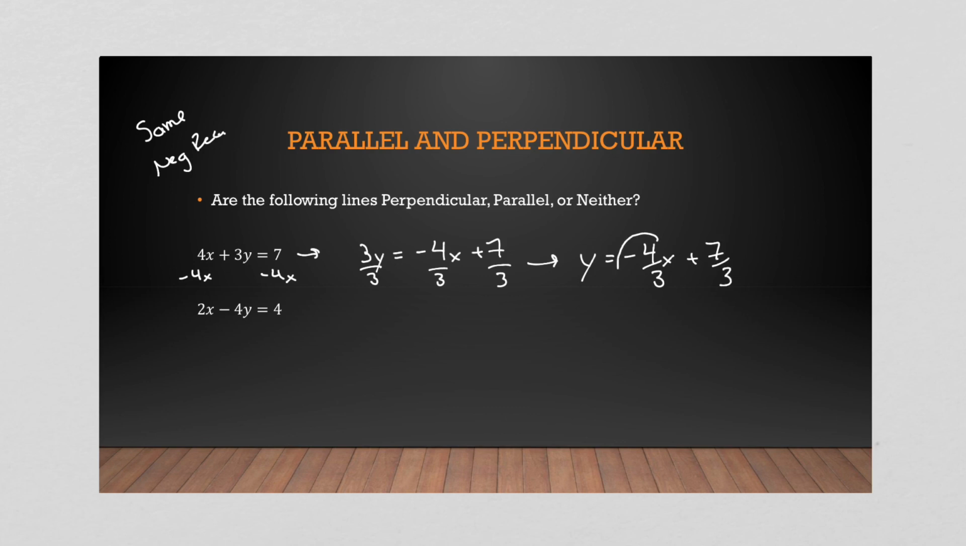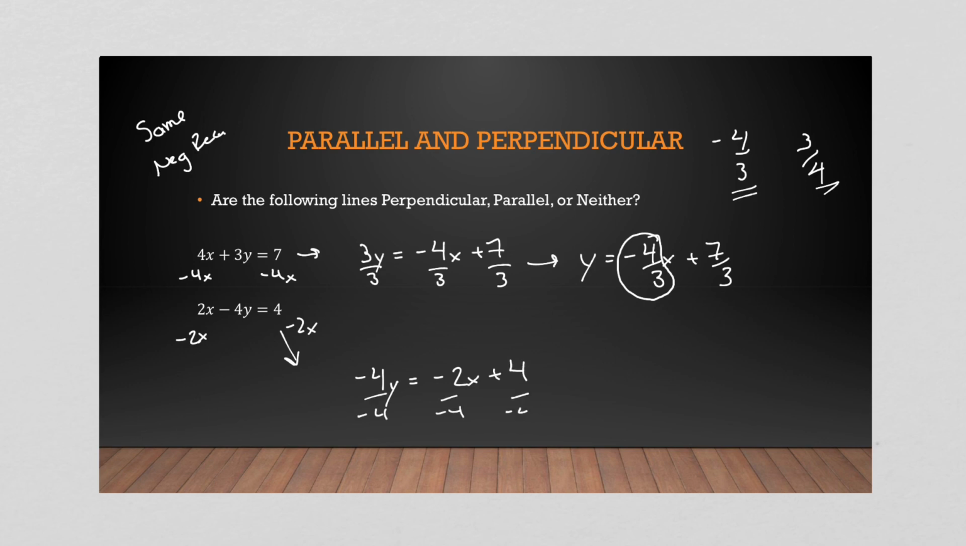So we get our first slope at negative 4 over 3, which means we're looking for that, or we're looking for that. Okay, if we get this, we have a parallel line. If we get this, we have a perpendicular line. So let's now look at this one. We're going to subtract 2x, negative 4y equals negative 2x plus 4, and then divide by negative 4, and we're going to get y equals 1/2 x minus 1.